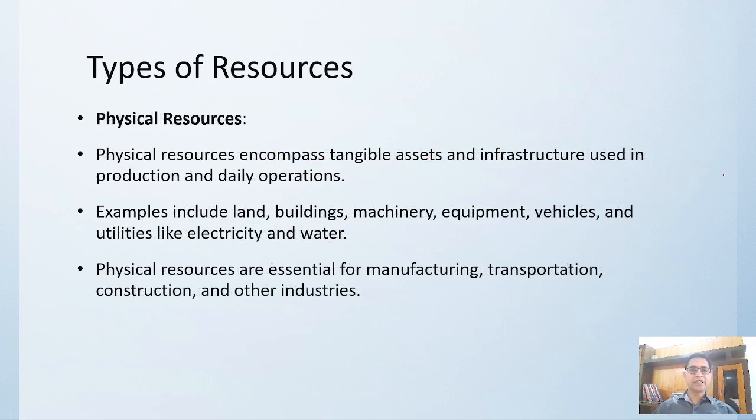Then we have physical resources. Physical resources are tangible, which you can touch, like your buildings, land, machinery, equipment, vehicles, electricity, water, or anything. These are the resources utilized for manufacturing, transportation, construction, and various other things. Your house is a physical resource, your factory is a physical resource, your road is a physical resource, machinery is a physical resource. So these are all called physical resources.